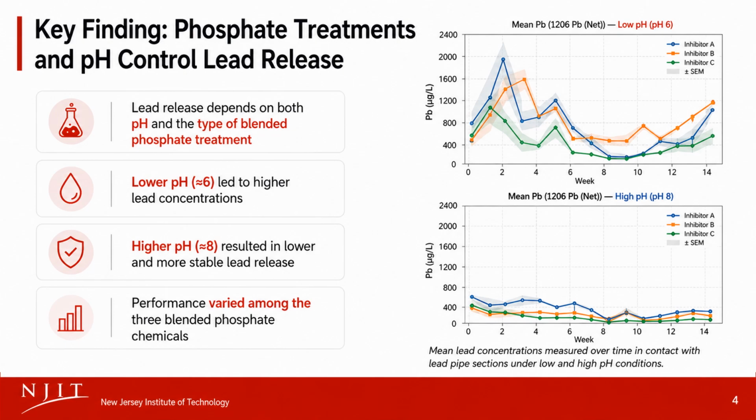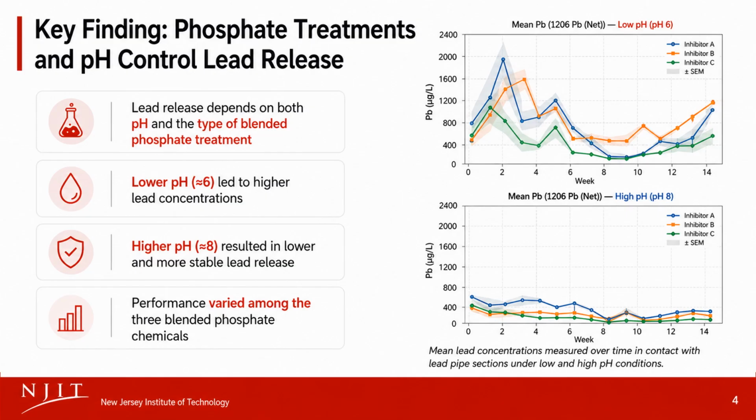Here the main thing you can see is that lead release depends on both pH and treatment type. At lower pH, around pH 6, lead concentrations were generally higher and more variable, especially in the early experimental phase. At higher pH, around pH 8, the concentrations were lower and more stable.